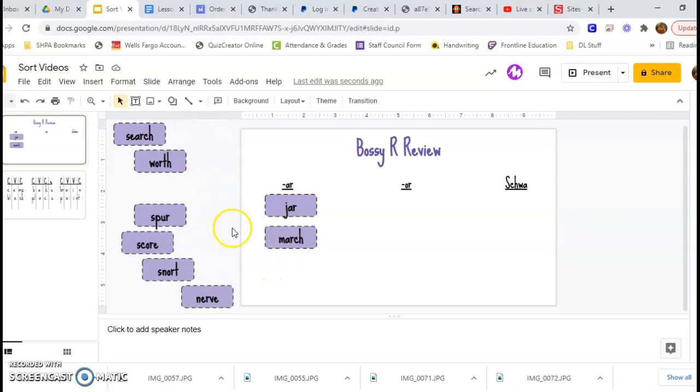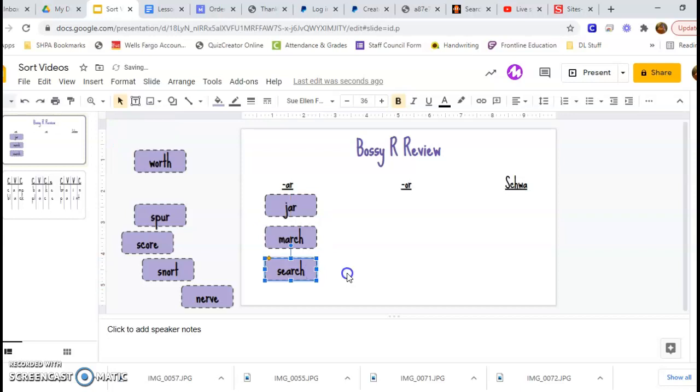Any other words that have the AR spelling? What about search? I notice it also has an E in the middle, but it does have an AR together. Let's stretch it out like bubblegum and see if it belongs in this group. If it belongs here, it should make the pirate noise. Search. What do you think? Is that the pirate noise? It's not. So even though this one looks like AR, it does not sound like AR.